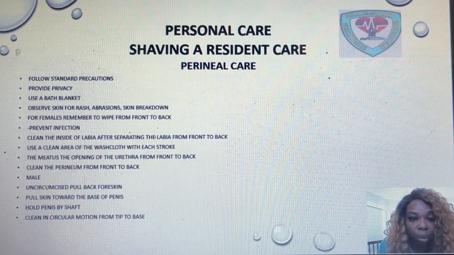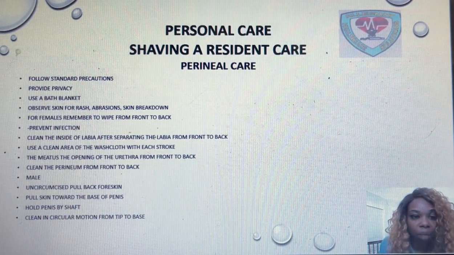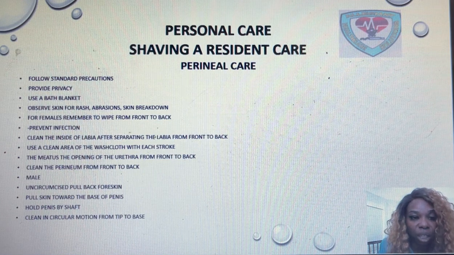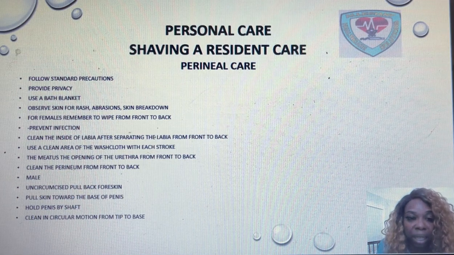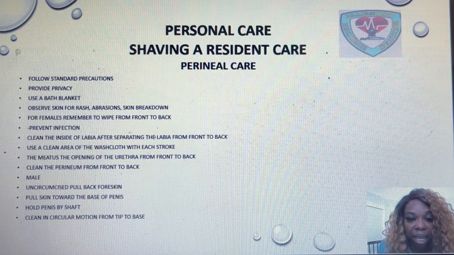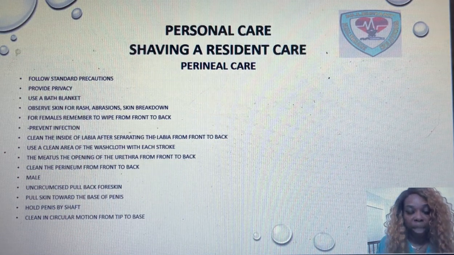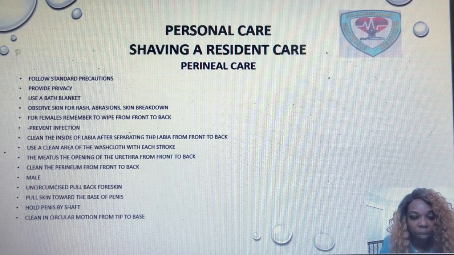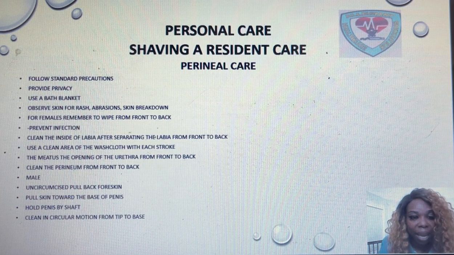When you are providing care for the female resident, you want to clean from front to back. This is going to prevent infection when you are cleaning the female. You want to separate the labia, and you want to clean on the inside of the labia from front to back, and you want to make sure that you are using a different portion of the washcloth with each stroke when you are cleaning the vagina of a female. Remember, you separate the labia and you're going to clean from front to back on the left, the right, and down the middle.